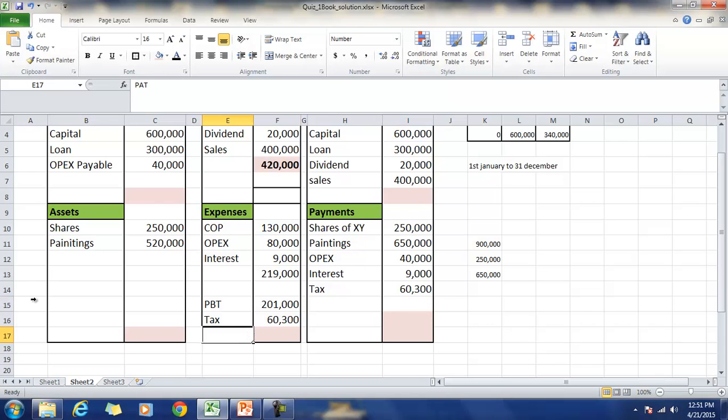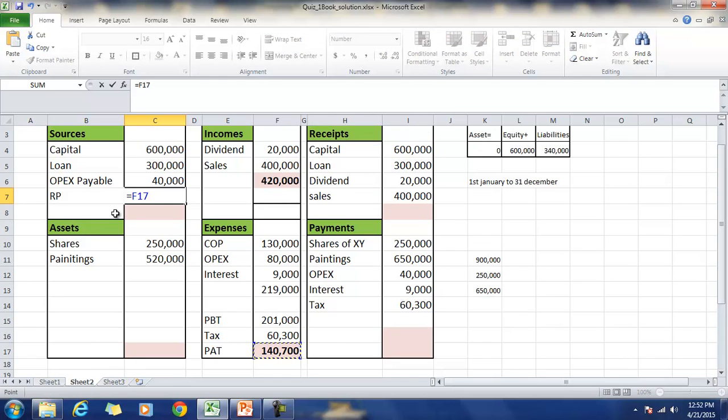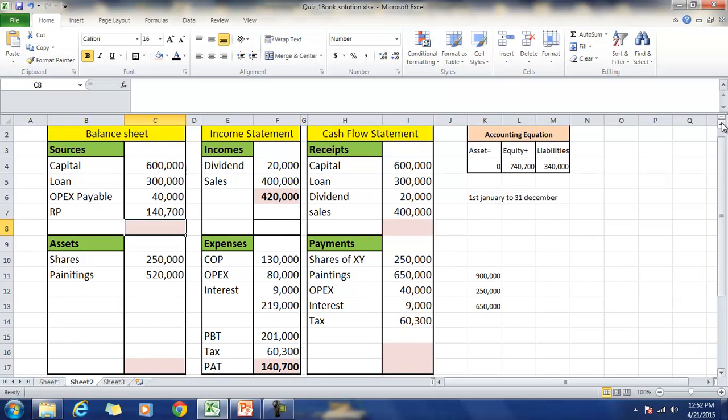So PBT minus tax is PAT. If no information is given, we will not distribute PAT, but we retain the entire profit on the balance sheet. So it is a retention of profit. So profit becomes retained profit, and it becomes a source.